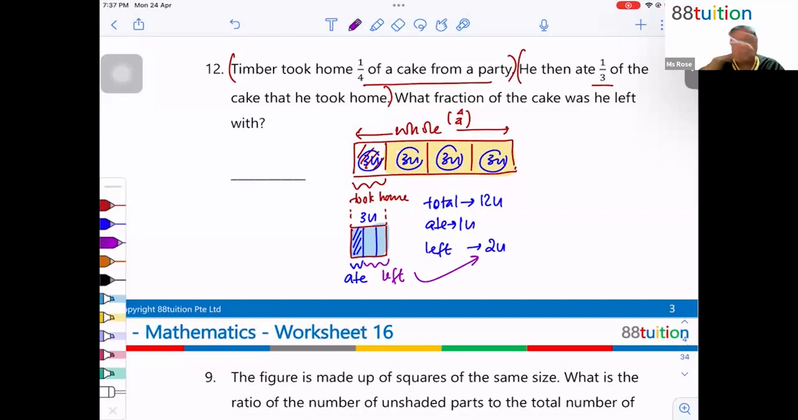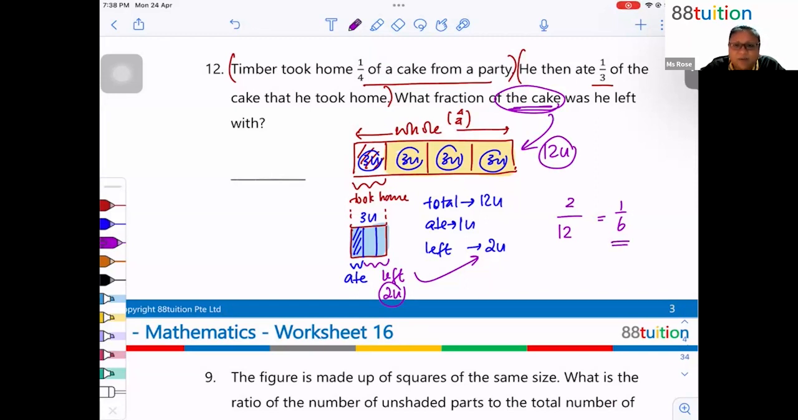So out of the entire cake, what fraction is he left with? He's left with 2 out of the entire cake, which is 12. This is equal to 1/6. Because what fraction of the cake refers to this, which is your 12 units? He is only left with 2 units. So out of the cake of 12 units, he's only left with 2 units. That's how I get 1/6.